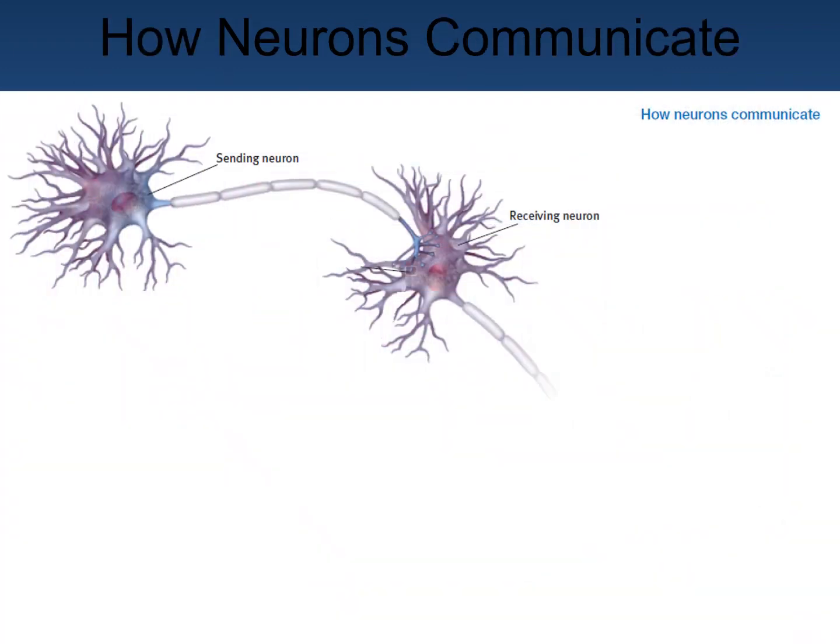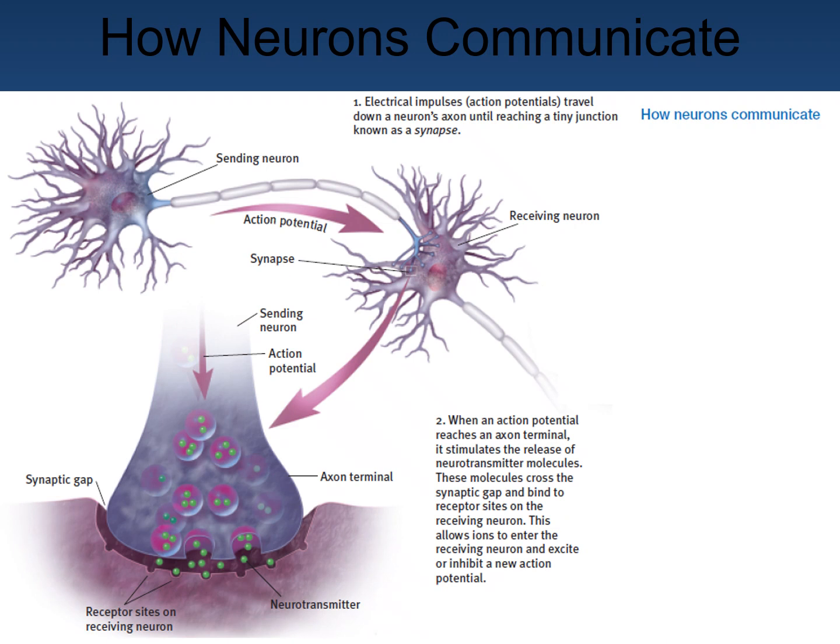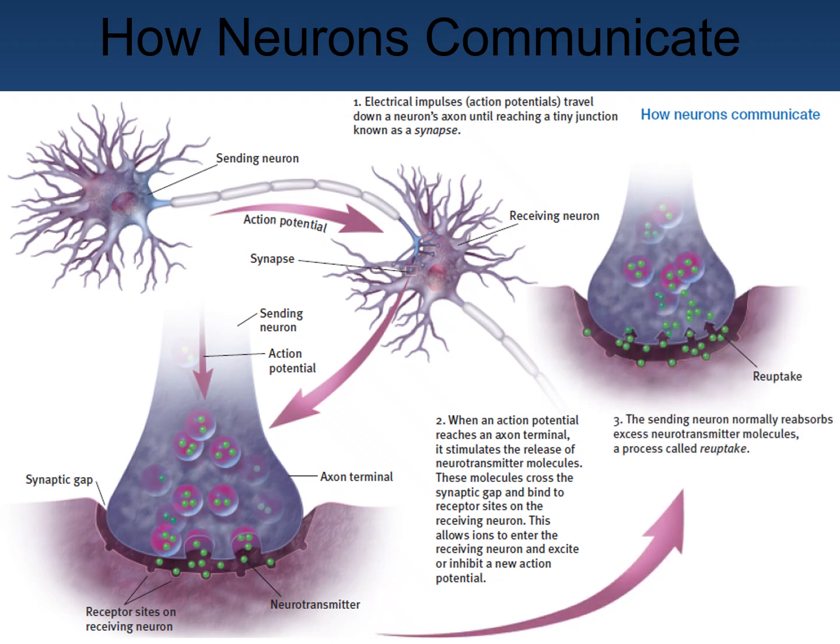Quick depiction on what's happening. So you have the sending neuron, the action potential, and the receiving neuron. That's the synapse. Looks like this when zoomed in. The neurotransmitters cross, bind to the receptor sites, and then the sending neurons reabsorb.